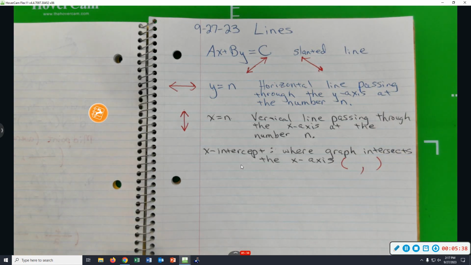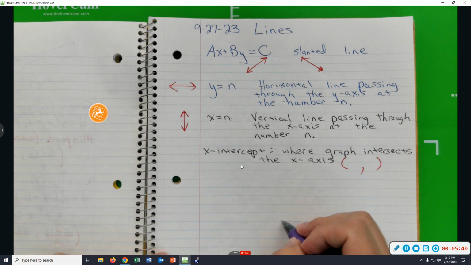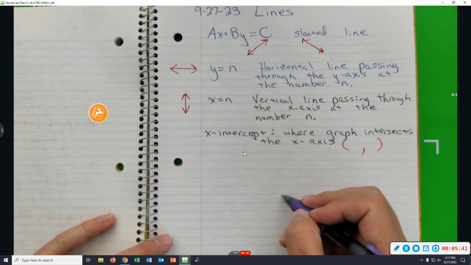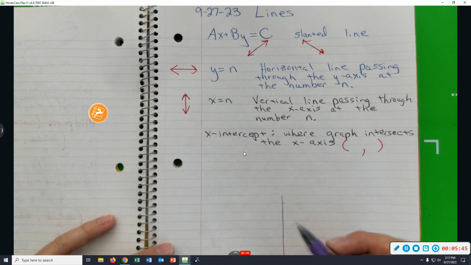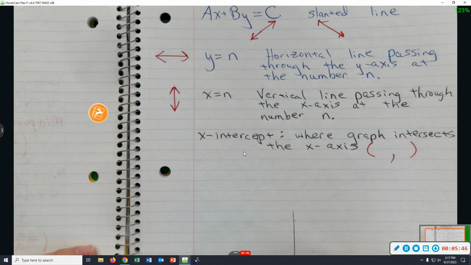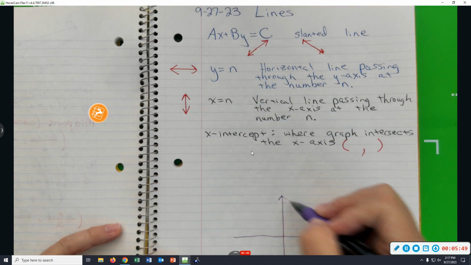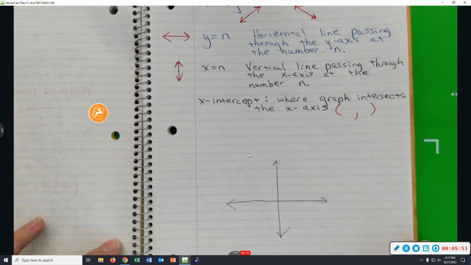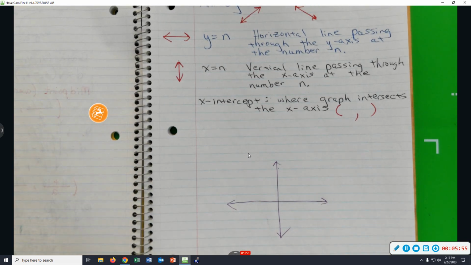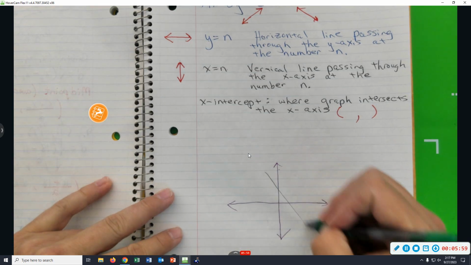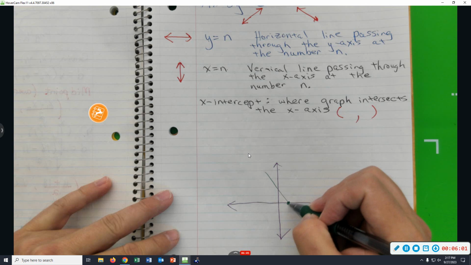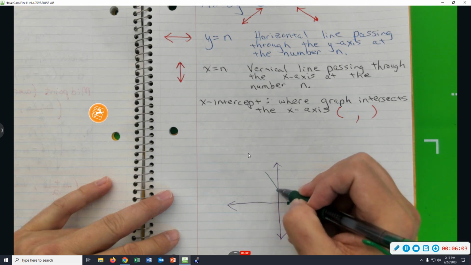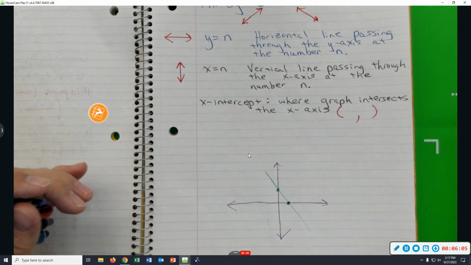Recall that XY grid we were using the last time. I'm going to make it real fast. Draw a real fast XY grid. I remember drawing lines the last time.